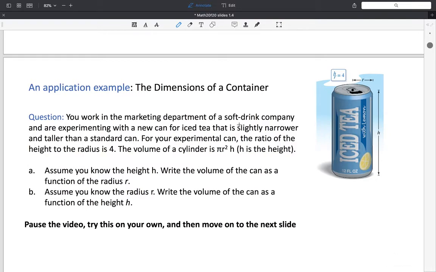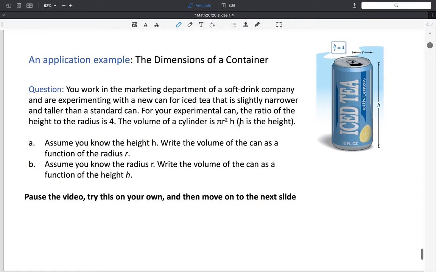Okay, so we're going to go to the last problem, finally. You work in a marketing department of a soft drink company, and you're experimenting for a new can for iced tea that's narrower and taller. You want the ratio of height to radius to be 4:1. That's what your marketing has told you. And this is the volume of the cylinder.